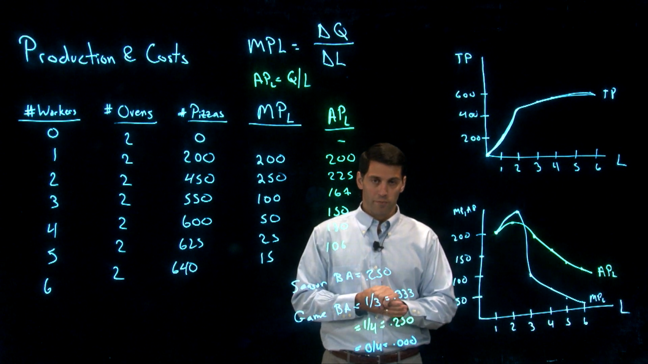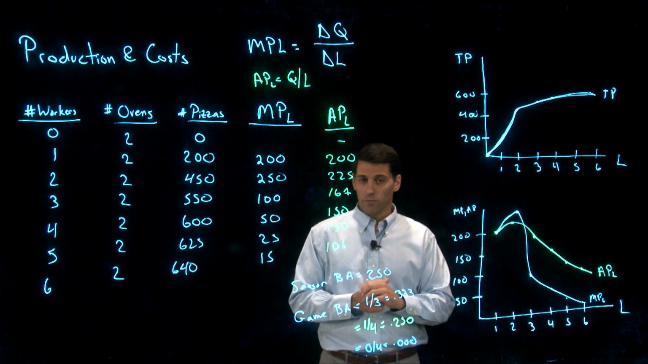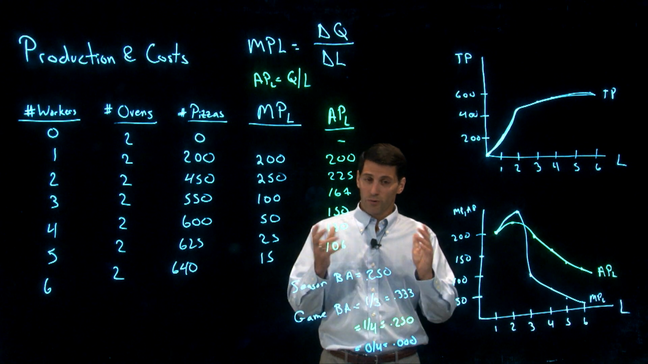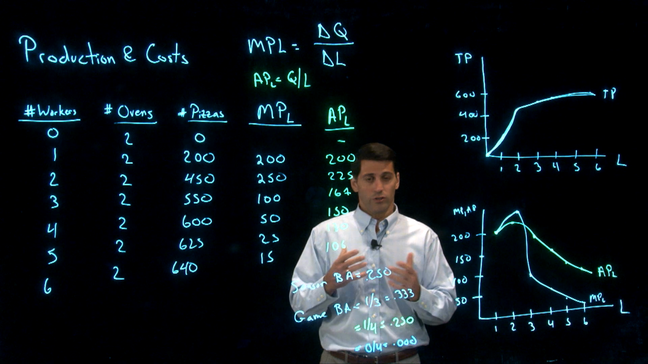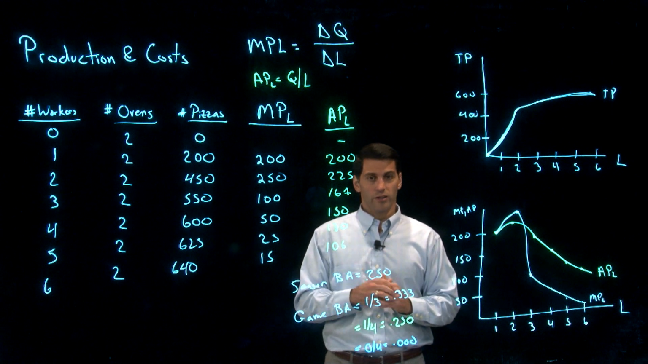Now, the last thing we need to talk about for our chapter on production and costs is the relationship between the short run and the long run average cost curves. And we'll do that in the next video.